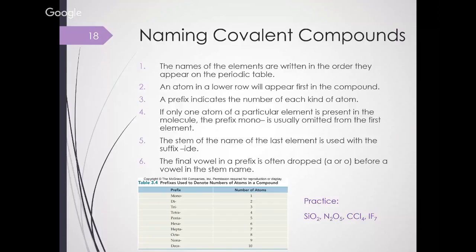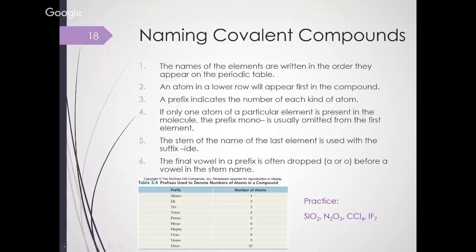If the first element that we see is only one atom, then we don't say mono on the first one. The suffix for the second atom is always IDE, similar to when we looked at binary compounds for ionic bonds. And when we have oxygen and our prefix ends with an A or an O, we typically drop that, so that we don't say tetraoxide, we just say tetroxide, or monoxide as opposed to monooxide.